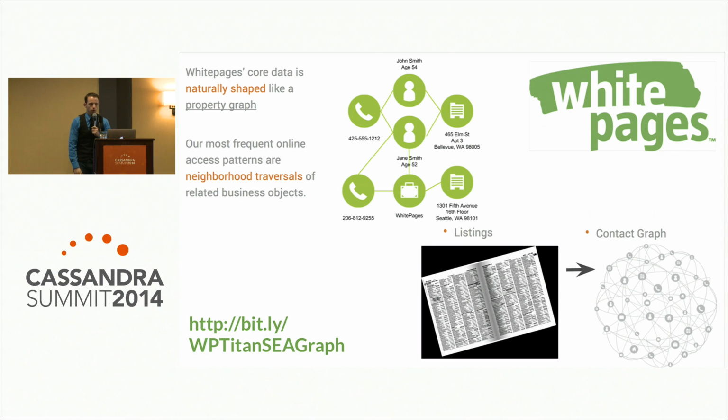Another application from a more information integration perspective is White Pages. White Pages is using Titan to basically store all the contact and business data that they have. What's really interesting about this use case, if you want to follow the link, is how their thinking evolved from, oh, we have literal white pages, so we have tables of things, to our business is actually about graphs. And I think that's one of the most interesting things about graph and graph technology, is that it evolves your thinking in how you approach your business.